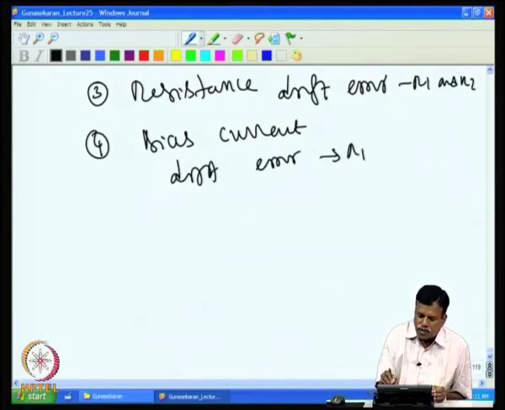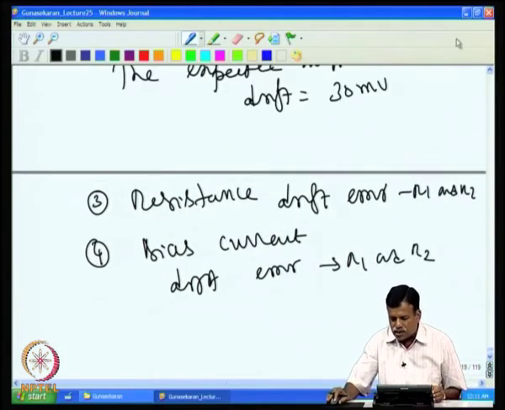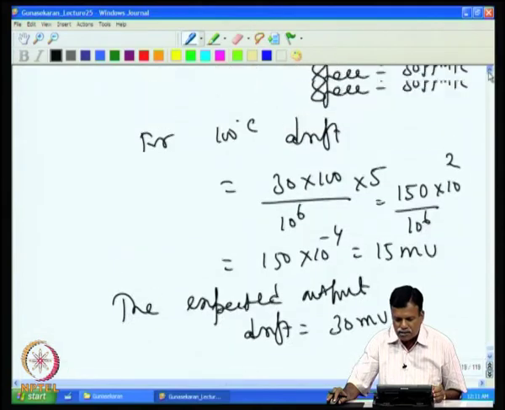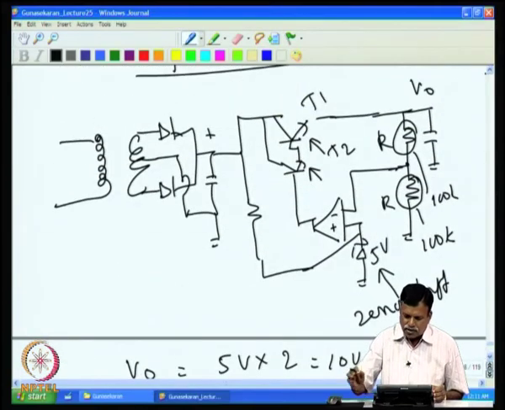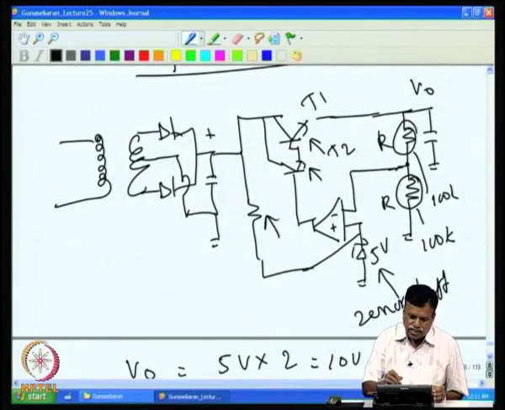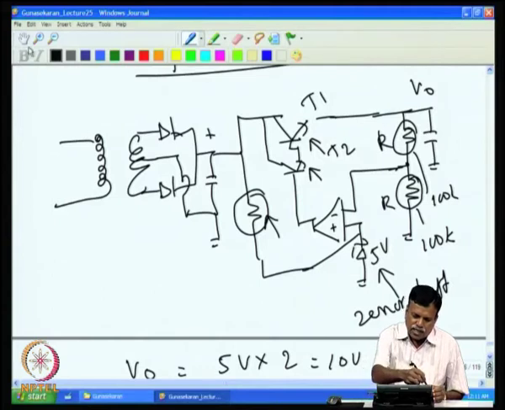Here again R1 and R2 only matter, because if you take the other resistors, for example, in this case this resistance is there, this resistance has no effect even if this drifts. So, the R1 R2 drift matters, and then the bias current that is flowing through this actually is not compensated, that actually creates problem because of R1.